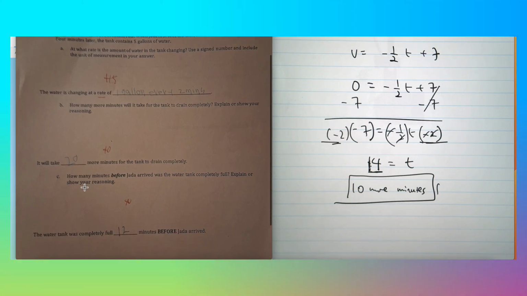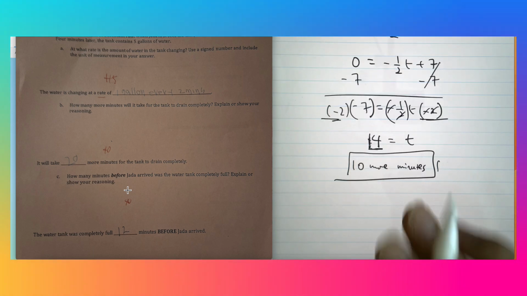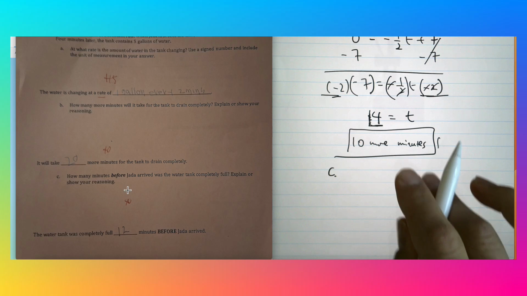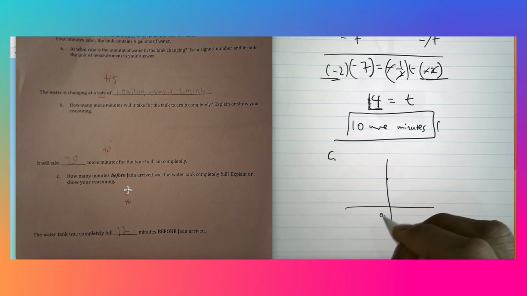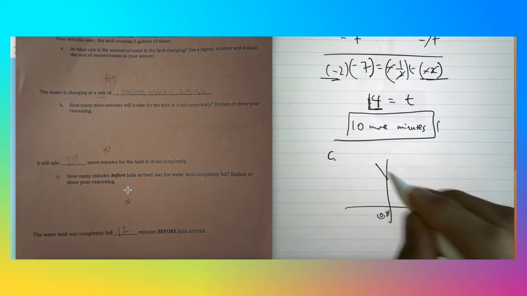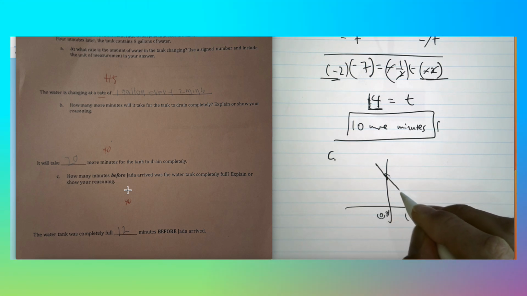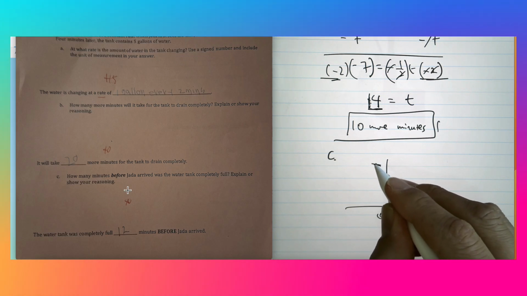Okay, and part C, how many minutes before Jada arrived was the tank completely full? So this is why they gave you that 10 gallons for this problem. So we're going backwards. In other words, remember we started the graph with the point 0, 7. So we want to go back. We have 14 here, 14, 0. It's not drawn to scale, but you get the idea. So at one point there had to be 10 gallons.